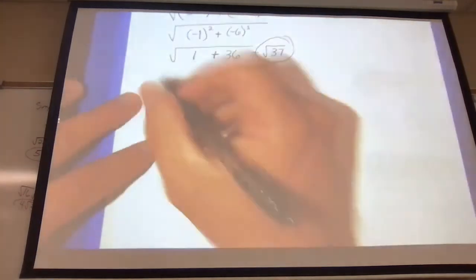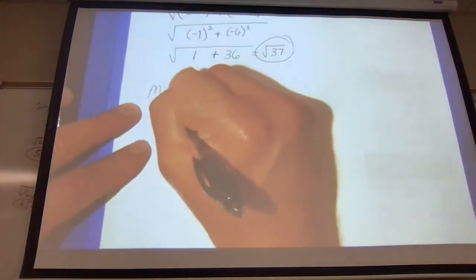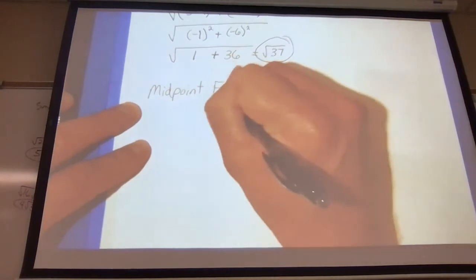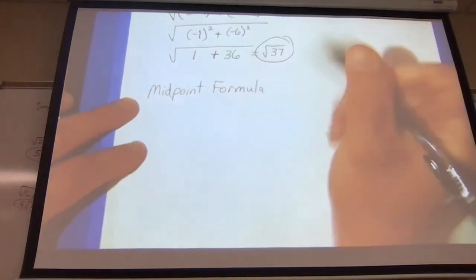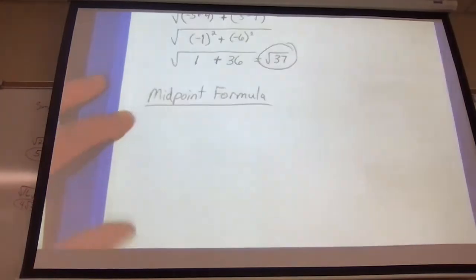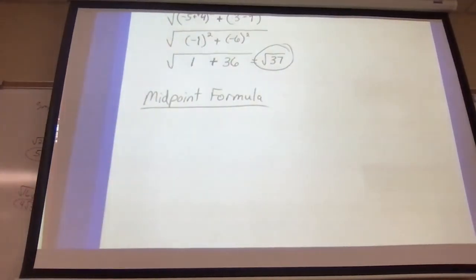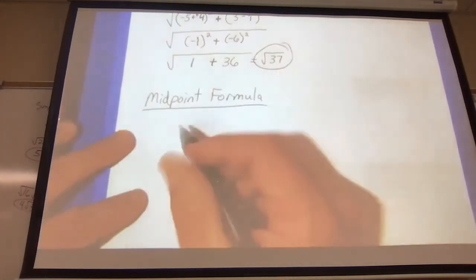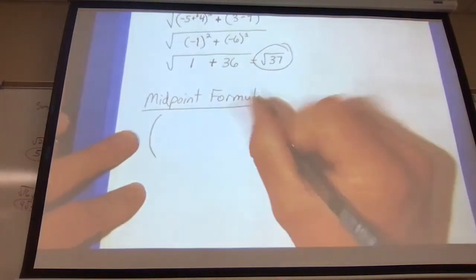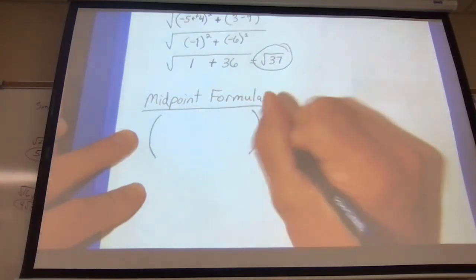Okay, now I'm going to give you the midpoint formula. The midpoint formula is probably a little easier to do. Remember, your midpoint is going to be right in the middle. If you want to find something that's right in the middle, you're splitting it in half. In math, if you split something in half, that's dividing by 2. So with the midpoint formula, your answer is going to be an ordered pair.